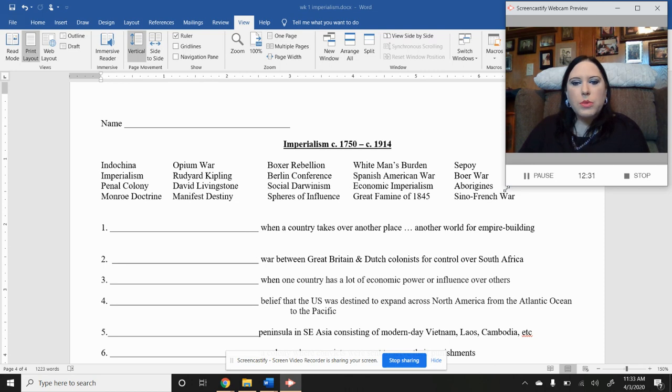The next word you know, but you probably don't know it by this name. The Great Famine of 1845 is what a lot of you refer to as the potato famine in Ireland. It's not just potatoes and it's not just Ireland. But the Great Famine of 1845 is this massive famine in Europe that causes tons of people to leave Europe. And where are they going to go? To the Americas. This is when immigration in America starts like just crazy.